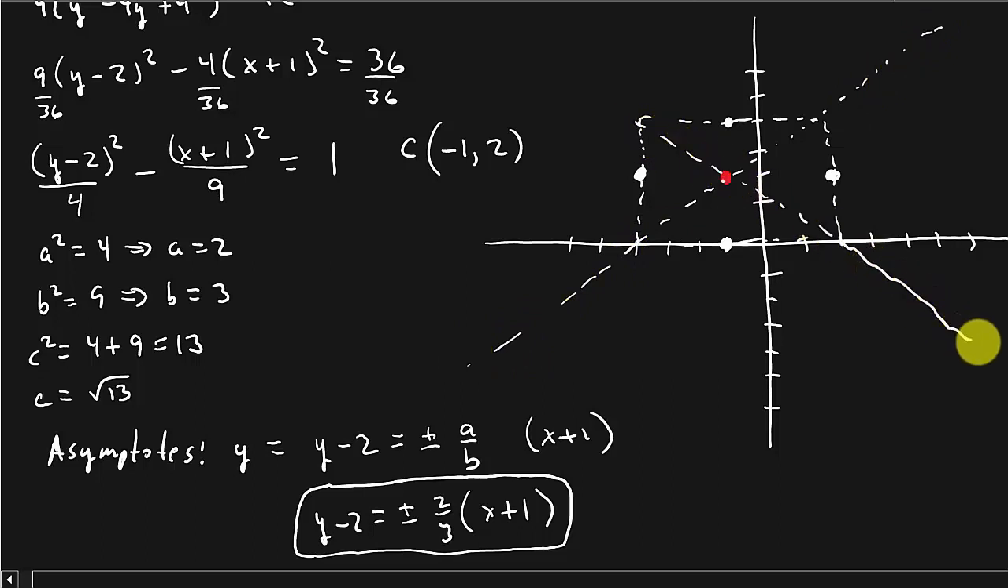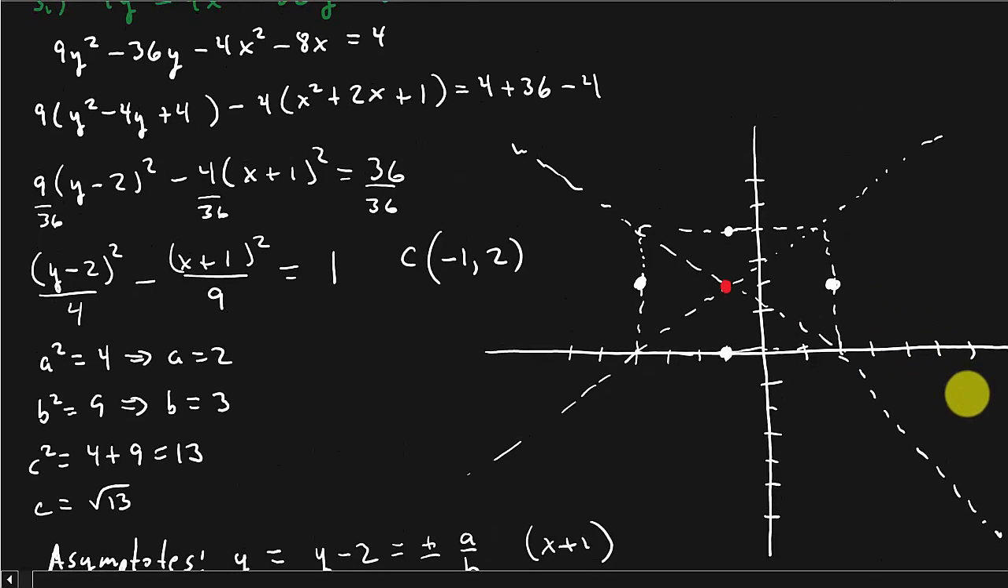Let's come over here and draw this. All right, now is this hyperbola going to open up, down, left, right? Well, it's up and down, right? Because the y term came first, and so it's going to look something like this.